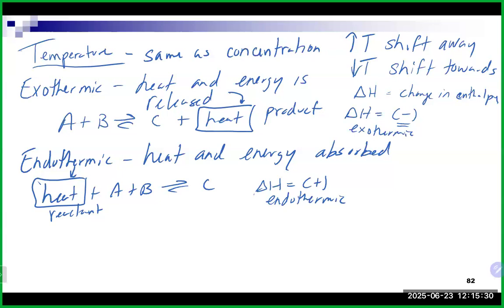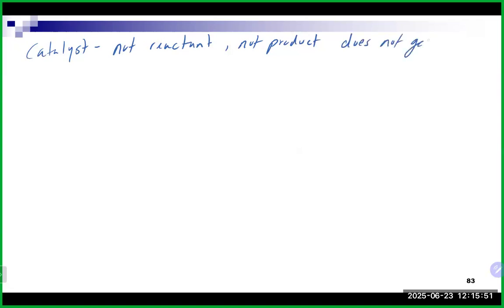The last thing that perhaps can affect the equilibrium is a catalyst, and a catalyst is not a reactant. It is not a product, and it does not get used up in the reaction. It is there in most cases to facilitate the reaction occurring faster.